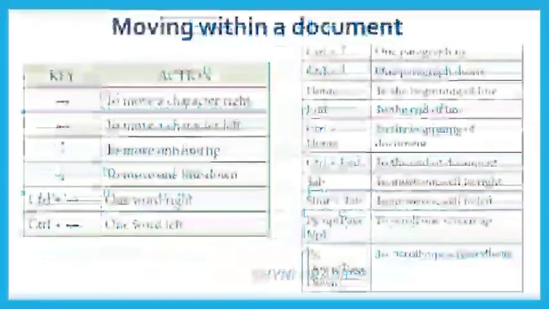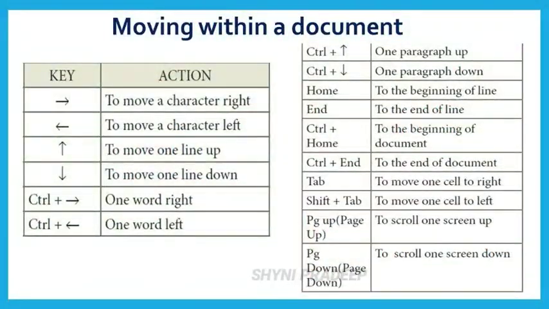Okay. Next topic is moving within a document. Here some of the shortcut keys are given to move in the text document. To move one character right, you have to use this key. To move one character left, you have to use left arrow key. And this is up arrow. It is used to move one line up. This is used to move one line down arrow. Okay. And next, control plus right arrow, one word right, and control plus left arrow, one word left. Control plus up arrow, one paragraph up, control plus down, one paragraph down.